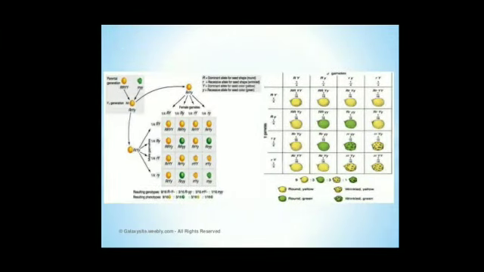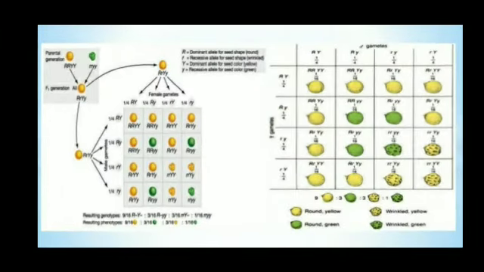In this diagram you can see there is a Punnett square given to you. So here all the possible combinations are written: capital R, capital Y; capital R, small y; small r, capital Y; small r, small y. So you can see there are 16 possible combinations and the ratio is 9:3:3:1.